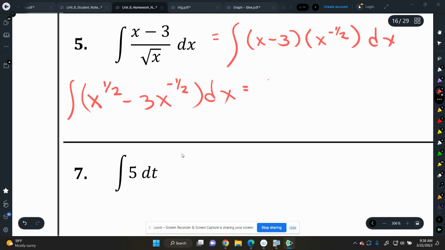So that's going to be x to the 3/2 divided by 3/2 minus 3x. When I add 1 to that, I get a positive 1/2, so I'm dividing by 1/2, plus C. Okay, so we have 2x to the 3/2 over 3 minus, this becomes 6x to the 1/2 plus C. And we're done.